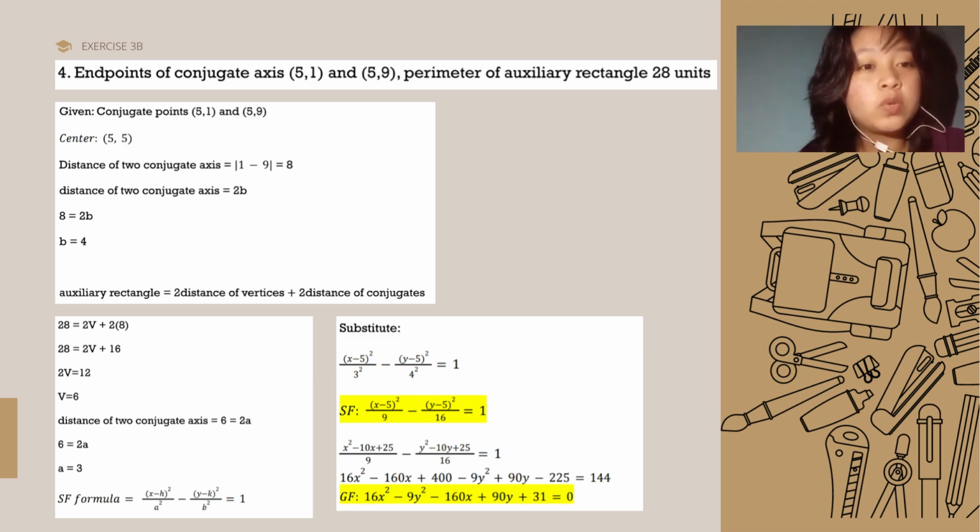So, we need to arrange, and then we need to combine like terms so that we can have a general equation. And the general equation here will be 16x squared minus 9y squared minus 160x plus 90y plus 31 is equal to 0.